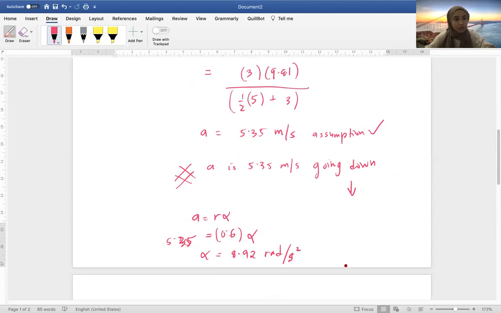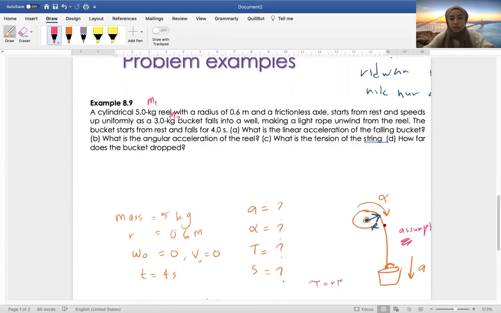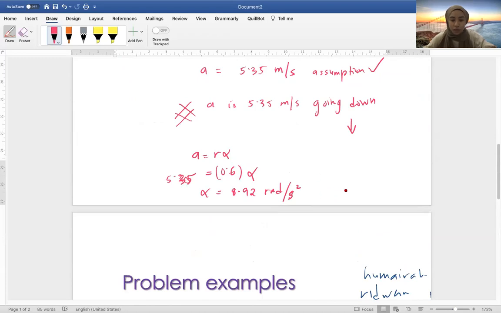And alpha is also a vector, which means that you have to give the direction. And we assume that it was going clockwise. The answer is positive, so our assumption is correct. So we stick with clockwise.